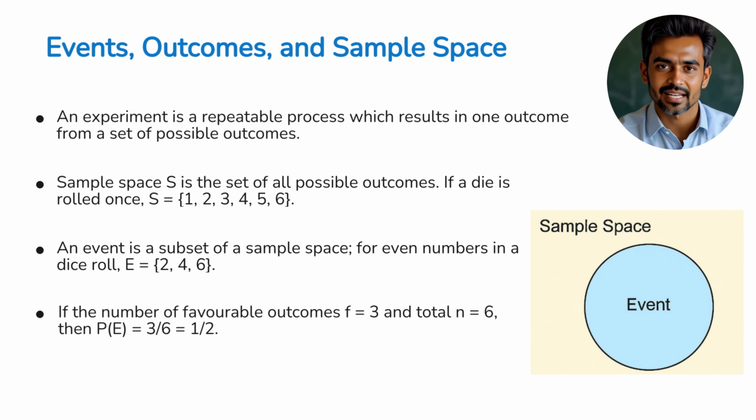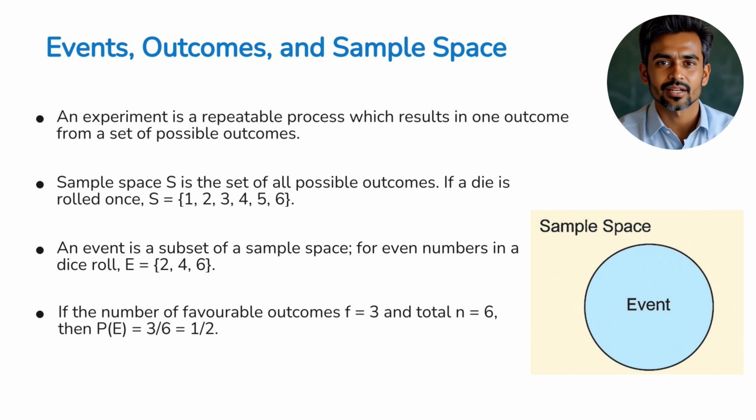An experiment is any activity or process that we can repeat and observe outcomes from. For example, rolling a dice once is an experiment because it results in just one outcome. Now, the set of all possible outcomes of this experiment is called the sample space, written as S. When you roll a die once, S contains all the numbers you can get, 1, 2, 3, 4, 5, and 6. An event is a smaller group or subset taken from that sample space.